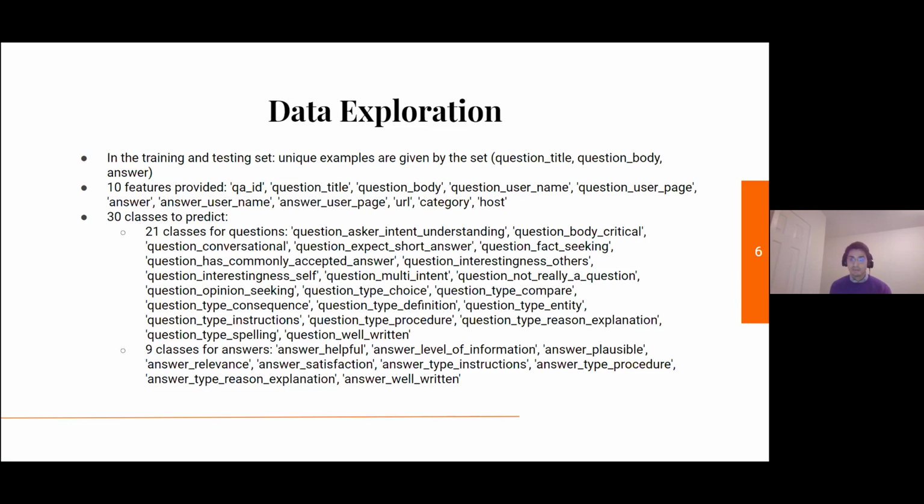The 30 classes were split into 21 classes for the questions, which assessed whether the body was critical, whether the question was conversational, whether it had multi-intent, type spelling, type instruction, and so on. And the answers had 9 classes as well, with different abstractions like helpful, information, instruction type, and so on.